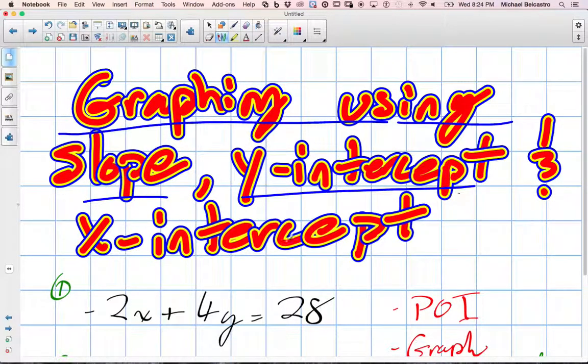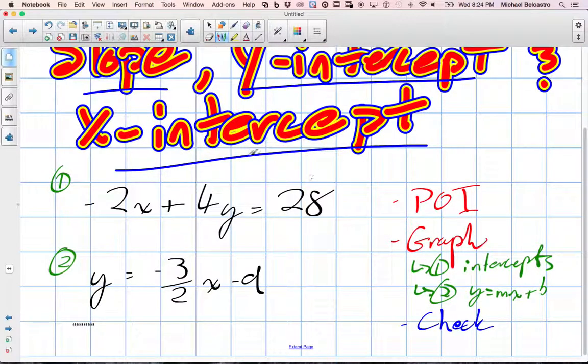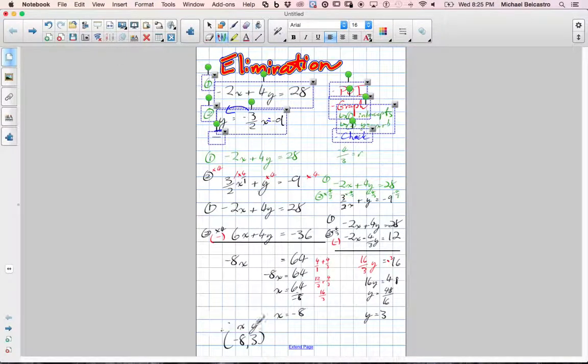Graphing using slope, y-intercept, and x-intercept. So we're going to do two different methods. They just kind of use the same words. We've already gone through this question, and we'll show it over here. We found the point of intersection by using elimination is -8 and 3.